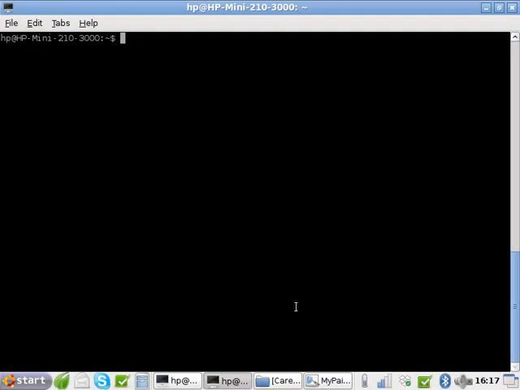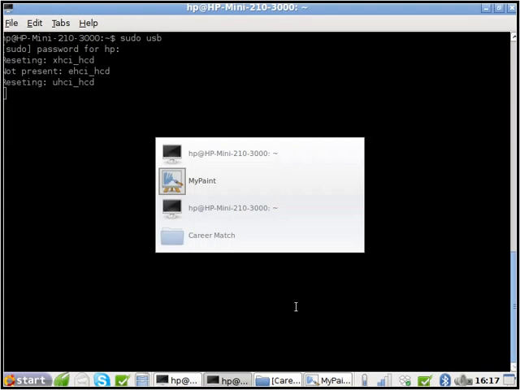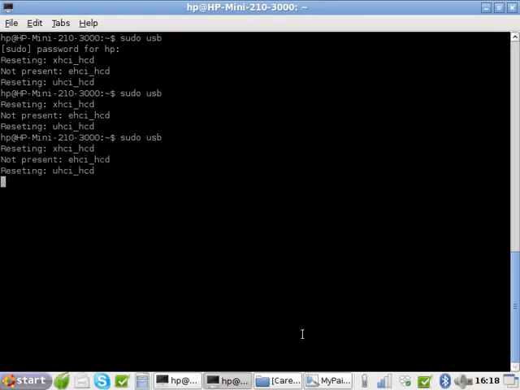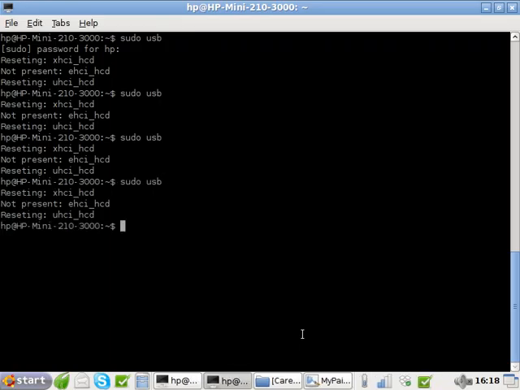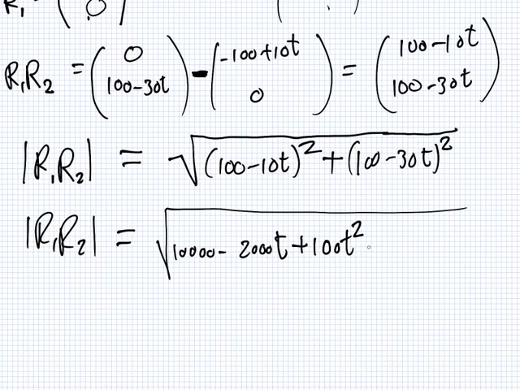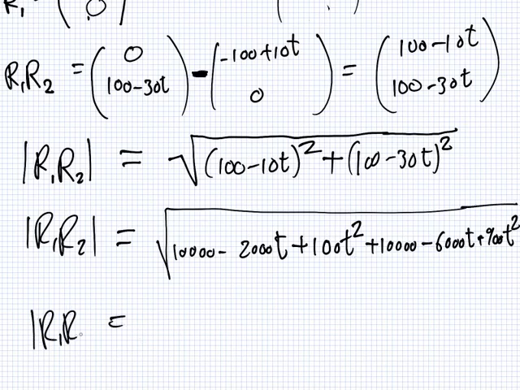Now let's expand this. 100 minus 2000t. Oops, the color came back. But you have a 200. Oh, sorry, there's a square on that. I didn't write it yet. I'll write all the zeros in. 10000 minus 2000t. No, 10 into 10. Hang on. Right, this is right. 2000t plus 100t squared. Yes, I know what I'm doing.